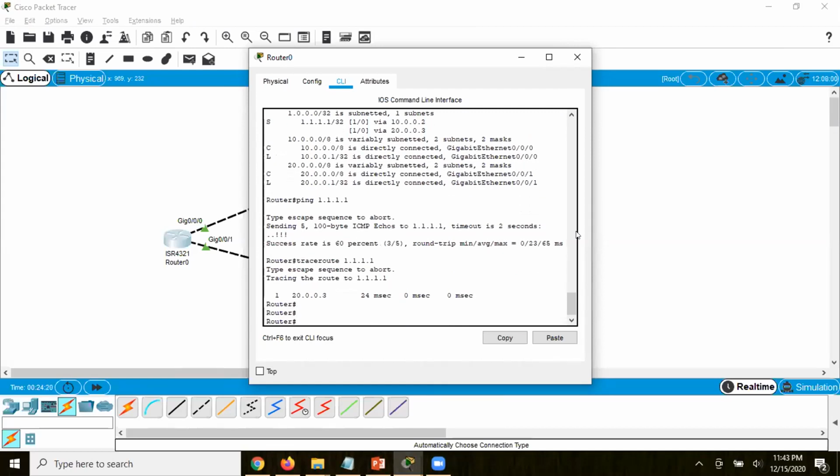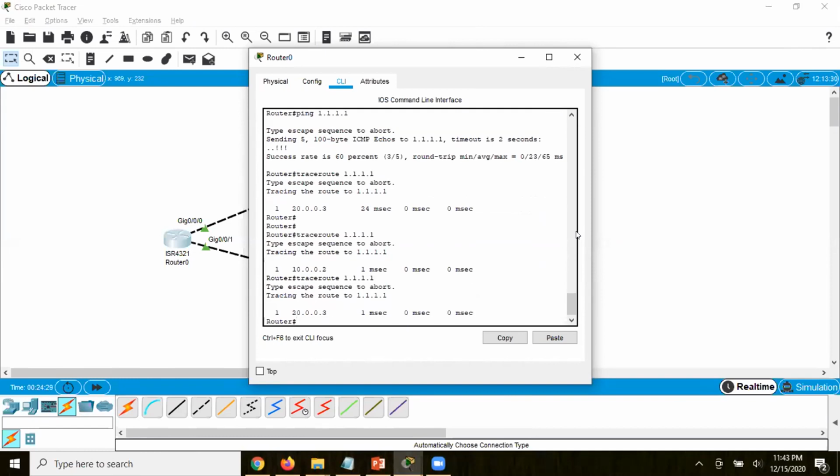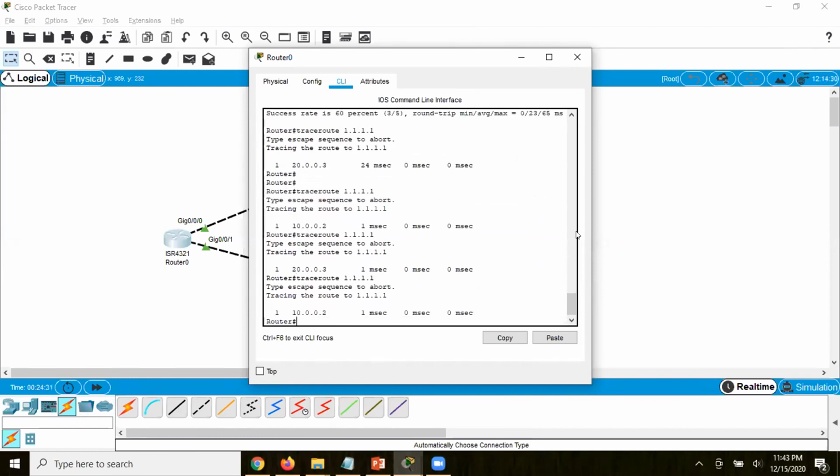One more time, trace route 1.1.1.1. Okay. Yeah. Okay. Now please make me host. We do path manipulation.